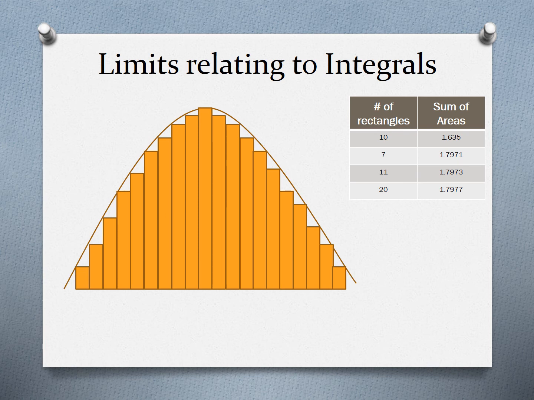I'm at 1.7977 as the sum of my areas. I'm not quite there with all my white space closed in, but I already see the sum of those areas isn't increasing by very much at this point. So I'm expecting a limit at this point.